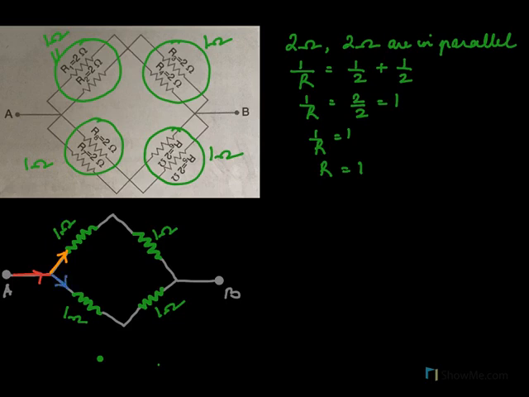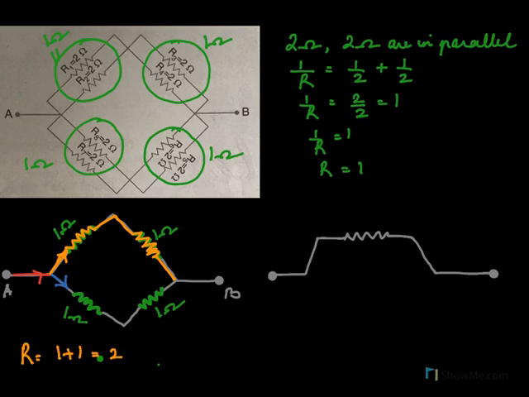So now this yellow is flowing through 1 ohm, and the same is flowing through the other 1 ohm. So the 1 ohm and 1 ohm are in series. So the total resistance R will be 1 plus 1, that is 2 ohms. So here I am going to put 2 ohms. That is the resultant of these two resistors.